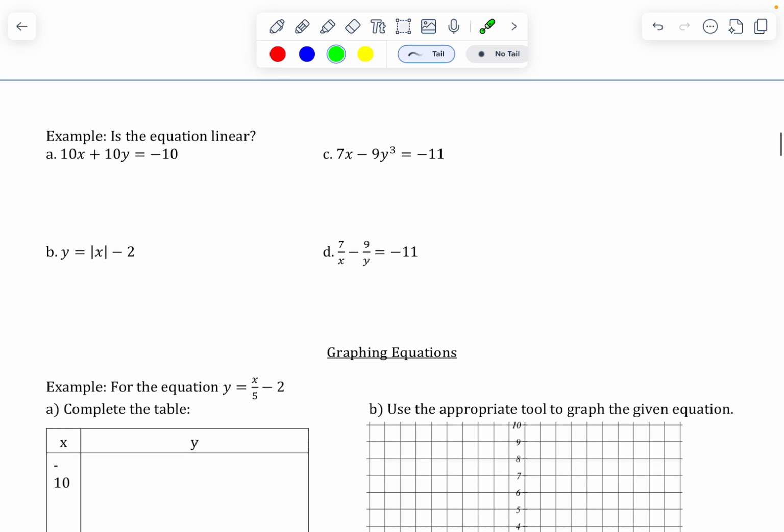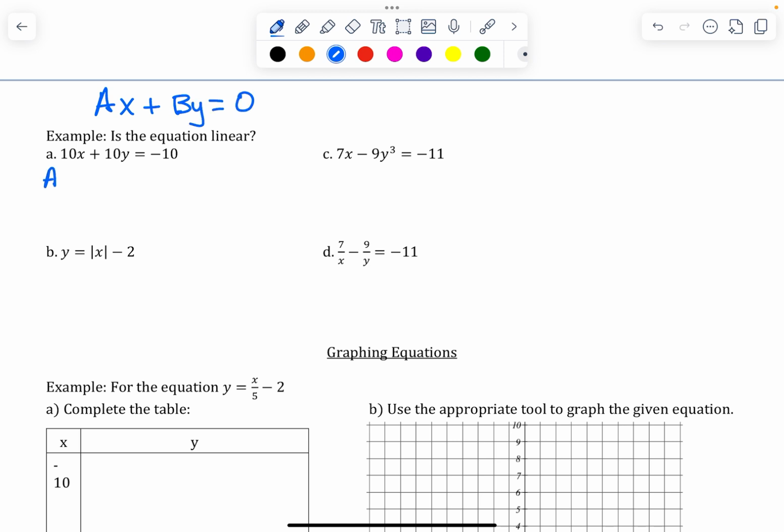So if the equation is linear, we could write it in standard form, ax plus by equals c. Here we have a equals 10, b equals 10, and c equals negative 10. So this first one, part A, is written in standard form. We don't have any fractions. This is going to be a linear equation in standard form. So the answer here is yes, this is linear.